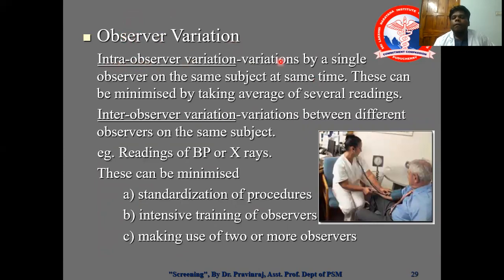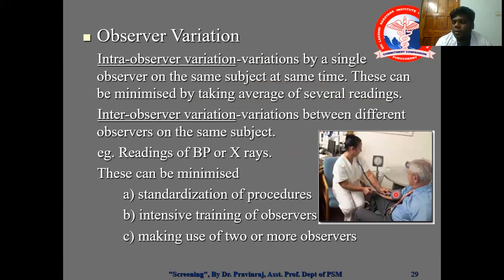One is observational variation. How? Intra-observer variation: variations by a single observer on the same subject at the same time. Suppose you are taking BP. Here, this lady is taking the BP of this patient. She is taking a reading. Then again, if she takes a reading of the same patient, some variation comes. So that will be intra-observer variation. This can be minimized by taking averages of several readings.